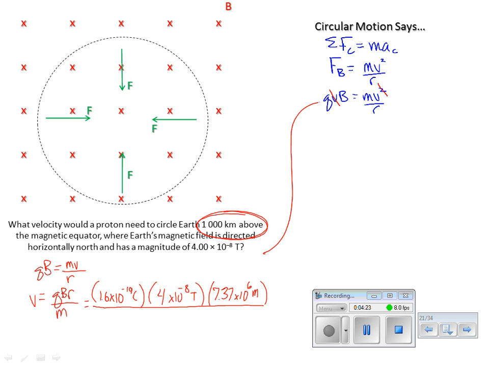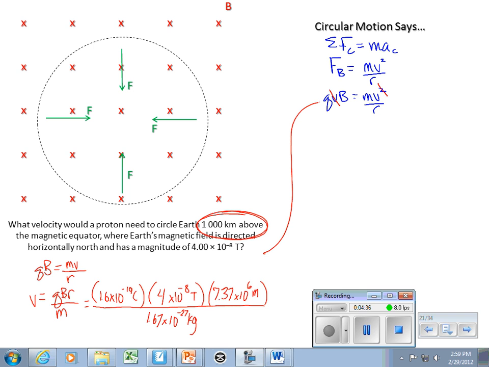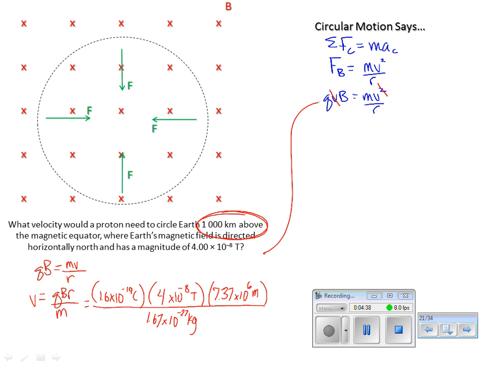And mass of a proton, 1.67 times 10 to the negative 27 kilograms. And we get, let's see, v is 2.8 times 10 to the 7th. Okay, fair enough.